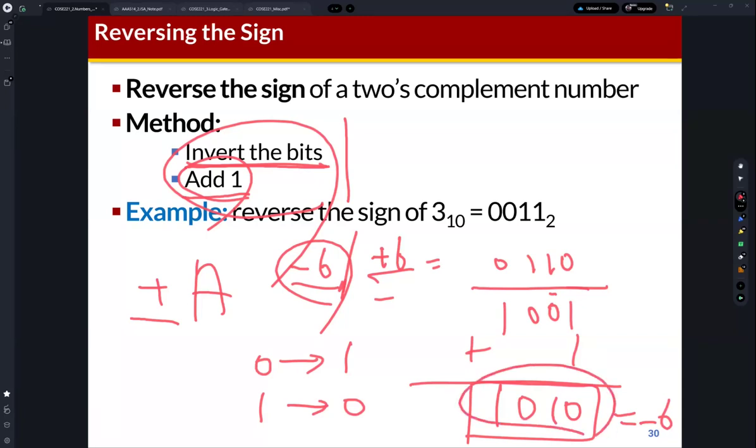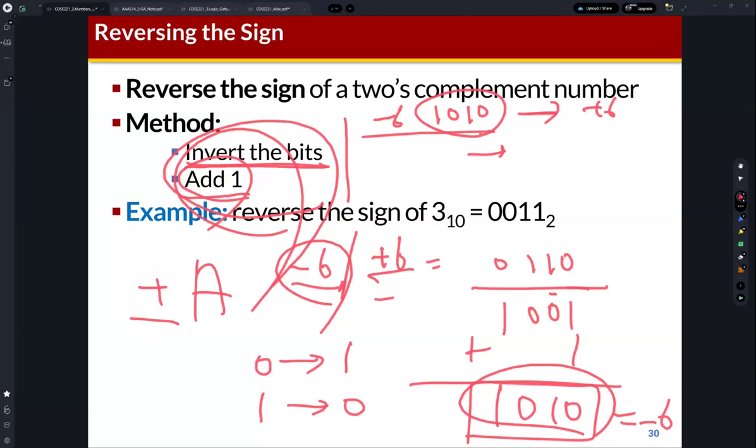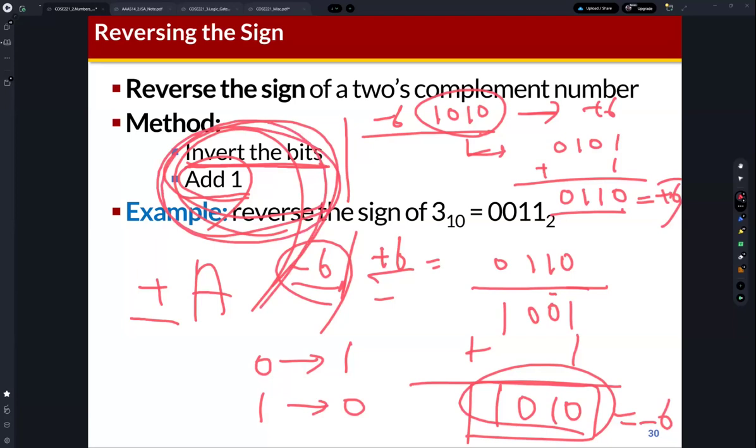So how about -6 to +6? -6 is 1010. We want to change the sign of this number to +6, so we can apply the same method. Invert the bits, it becomes 0101, and then +1, and it becomes 0110. So this is +6. Just memorize: in order to invert the sign of these complement numbers, firstly invert the bits and add 1.